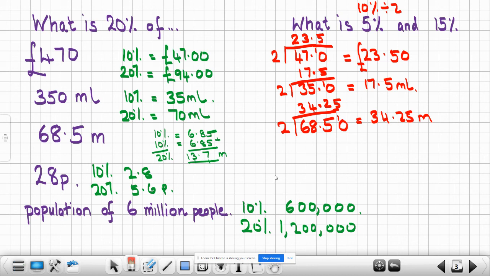Okay, so now we've got 28p. 10% was 2.8. Divide that by 2 for 5%. That's going to be 1.4. And that's pence. And finally, we've got 10% of 6 million is 600,000. And hopefully you can see that if we divided that by 2, 5% would equal half of that, which is 300,000 people.